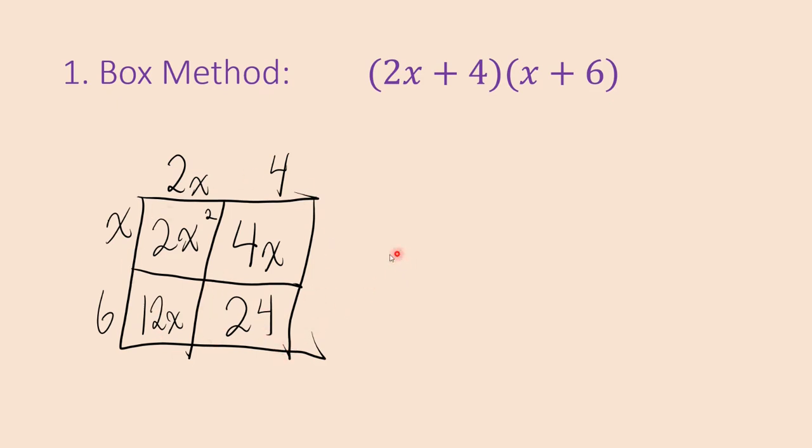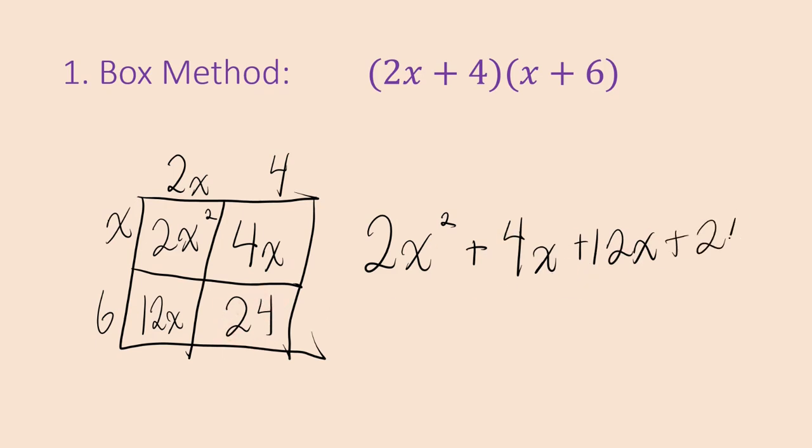I need to write them out now in the form of a polynomial. So I'm going to start with the biggest exponent. The biggest exponent is the exponent of 2. So I have 2x squared plus, all right, next I have these 2 terms with just x's. So 4x plus 12x. And then lastly, I have my constant, which is just 24. I see I have some like terms right in the middle here, so I'm going to add those together and get 16x.